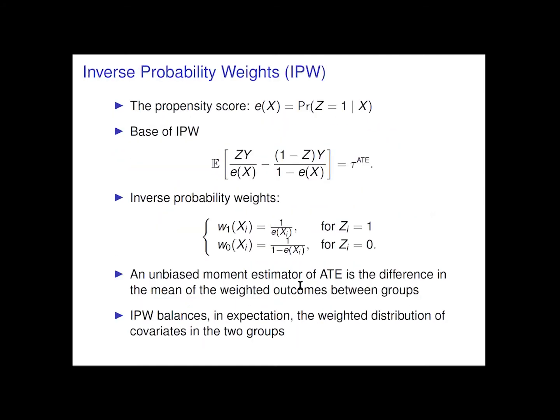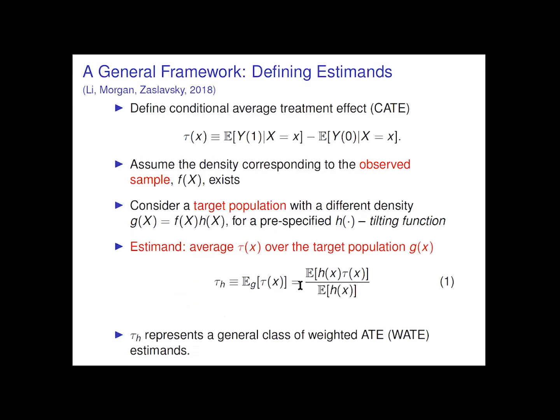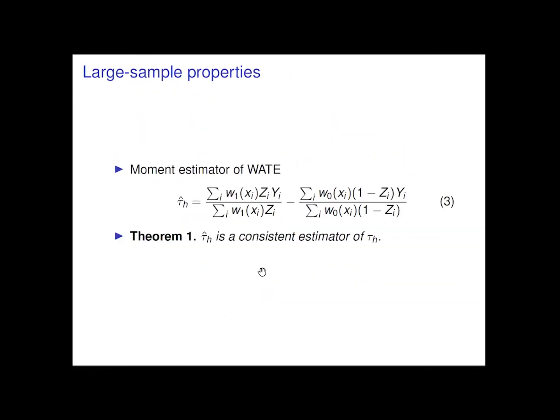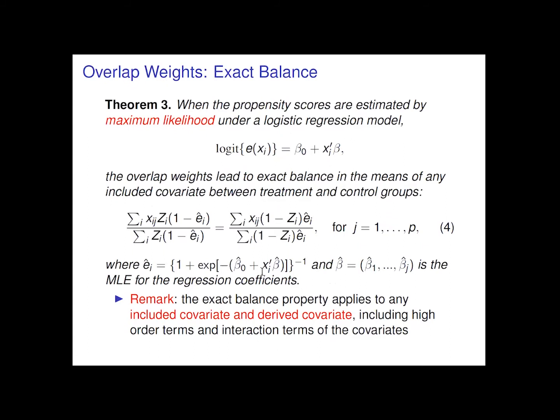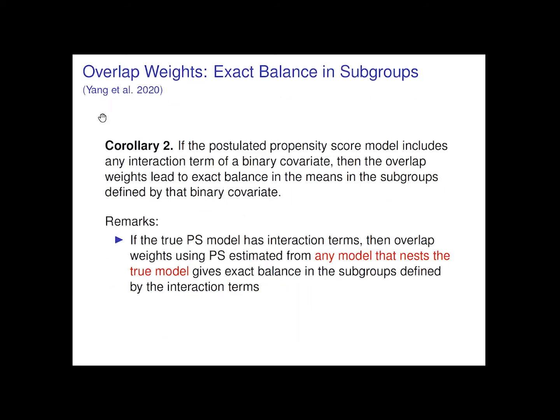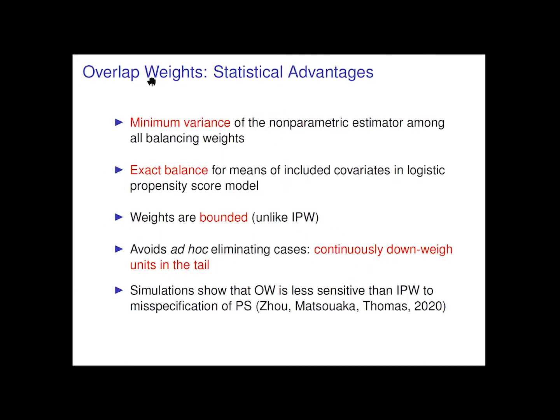This is just a mathematical result, but intuitively it makes sense. The reason is overlap weights really focus on the people in the middle. The people in the middle have the most overlap in their covariate distribution, so intuitively they should be very similar. That is the intuitive explanation behind that. And this turned out to be also very useful if you study subgroups. I'm not going there. Now let me quickly summarize the statistical advantages of these new weights.